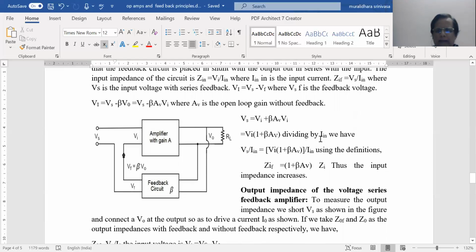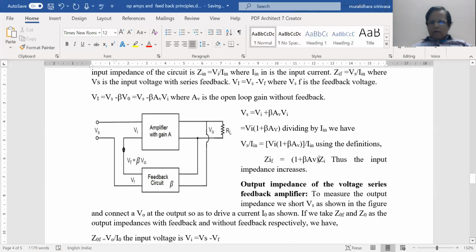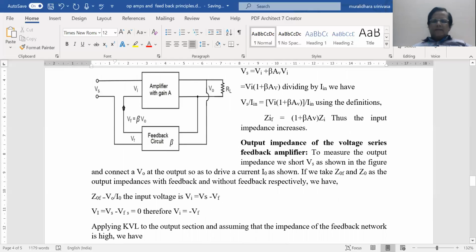Now if you divide by In, you get Vin by In, which is Zi. On the right hand side, if you divide by In, you get Vs by In, which is Zif, the input impedance with feedback. So therefore Zif will be equal to 1 plus beta AV times Zi. In other words, the input impedance of the negative feedback voltage series feedback amplifier increases.